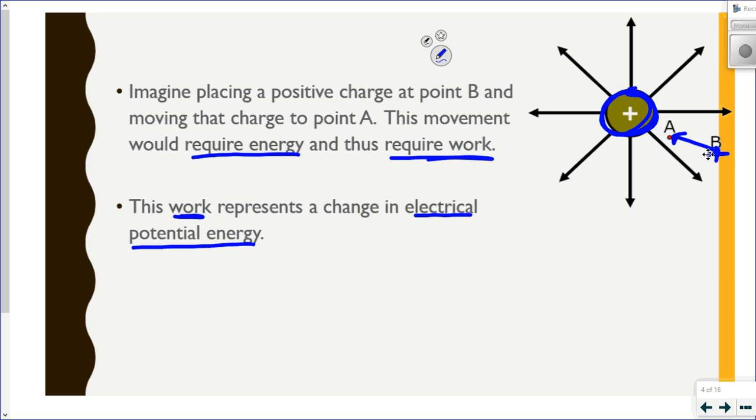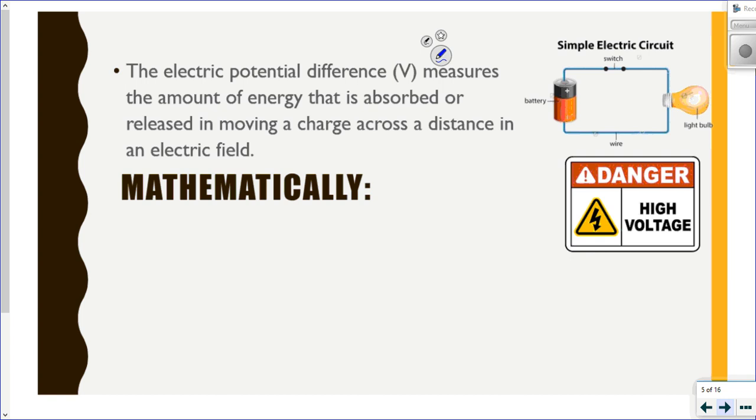So think about the potential energies that you know, gravity, springs, giving something stored energy. That's what we're doing here, except it has to do with charges being positioned in certain places that give them energy. So we come to this thing called an electric potential difference, which is measured by the variable capital V.